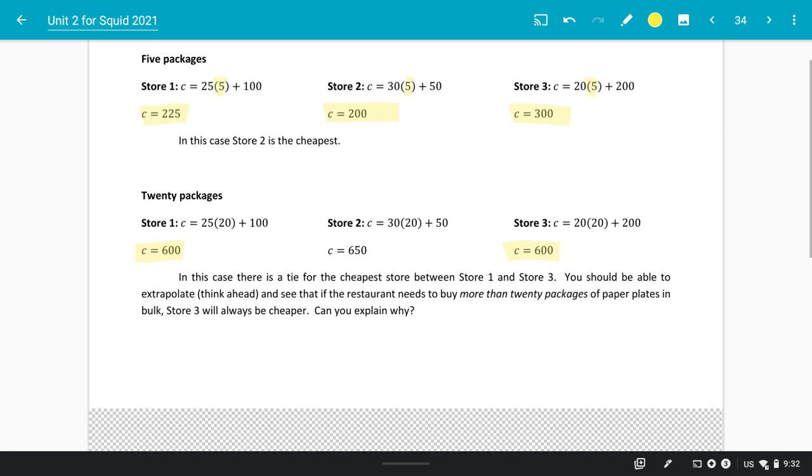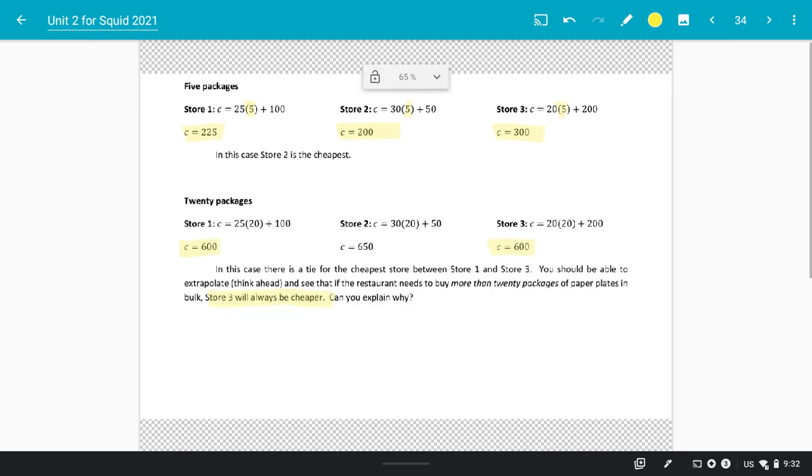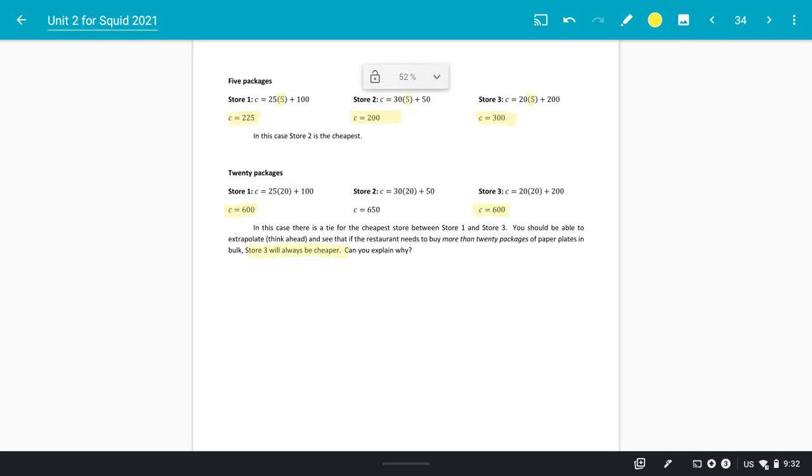You should be able to extrapolate or think ahead and see if the restaurant needs to buy more than 20 packages of paper plates in bulk, store 3 will always be cheaper. Can you explain why? Why would store 3 be the cheapest? It's got the lowest rate. Absolutely, because it's got the lowest rate of change.